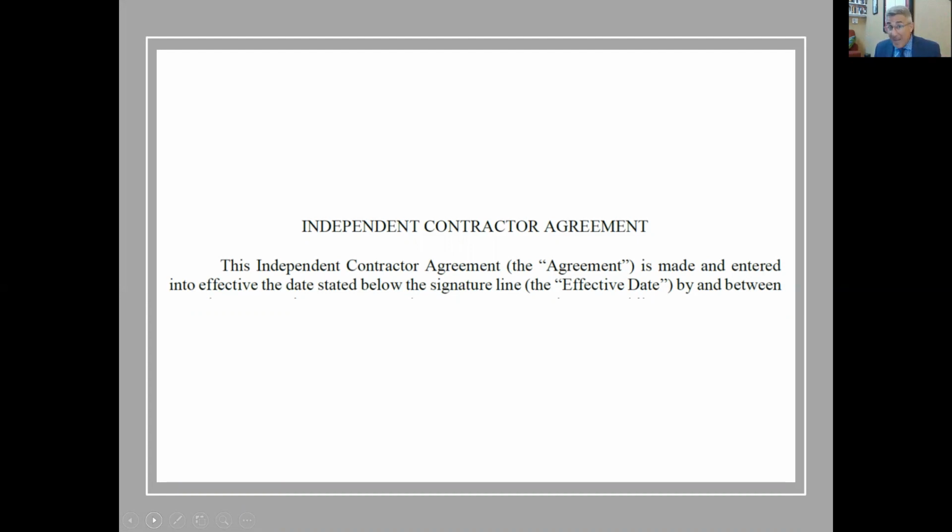Maybe. It depends on the degree of control, because the test isn't, do I have a piece of paper called independent contractor agreement? The test is the economic realities between the principal and the agent. That's what determines whether someone is an employee or an independent contractor.